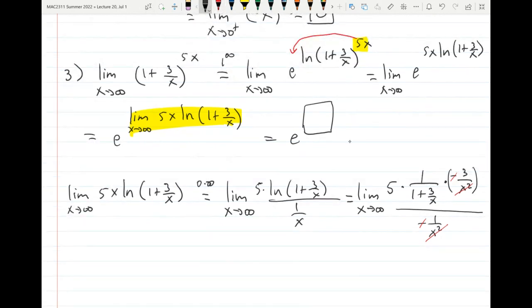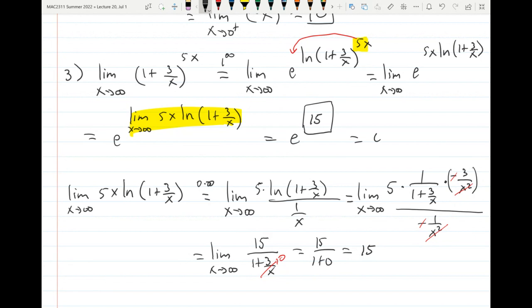Okay, so we get limit as x approaches infinity of, let's write down the expression. Let's see, 5 times 3, that's going to be a 15. And then here we have 1 plus 3 over x. So this is what we obtain. And when we take the limit, you can see that this little part here goes to 0, the 3 over x. So we get 15 over 1 plus 0, which is 15. Now remember, the answer is not 15. The answer is e to the 15. Okay? So e to the 15.